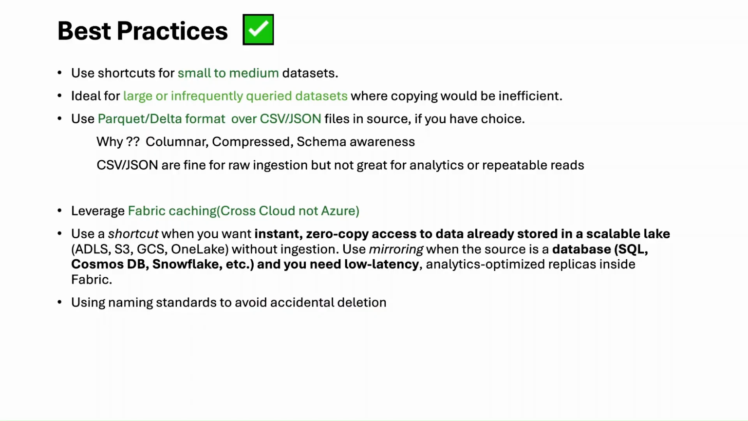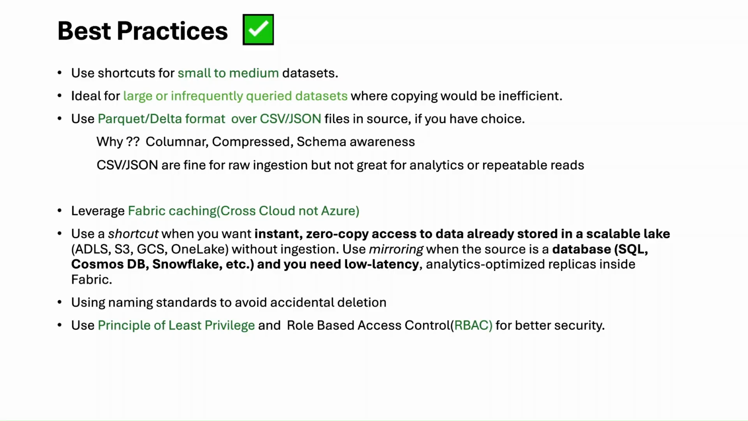And using naming standards is key to avoid accidental deletion of shortcuts. Use the principle of least privilege while giving access, and RBAC is always the standard way from the security perspective to give access to the right people and the right amount of access. So use the principle of least privilege. Least privilege should be given. That you should keep in mind.